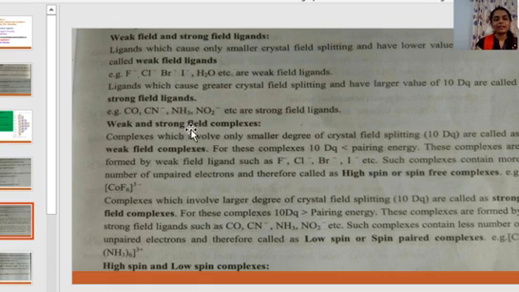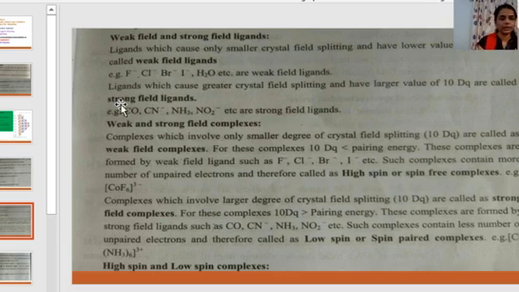Always keep in mind these examples. It is very important. You should learn these examples, which molecule is the weak field ligand and which is the strong field ligand. It will be very important for you.